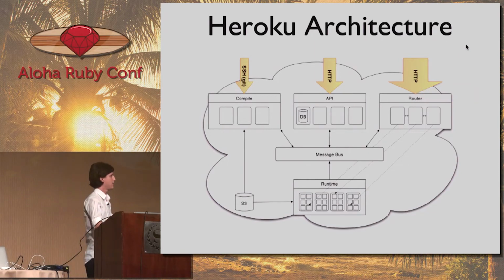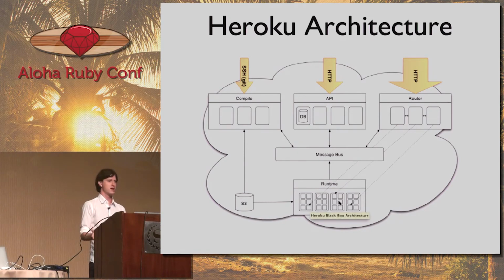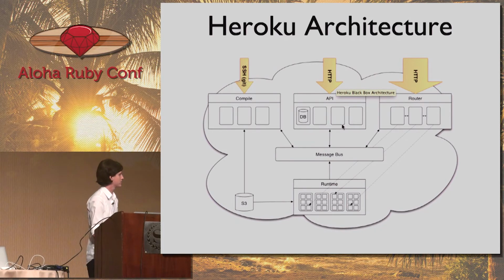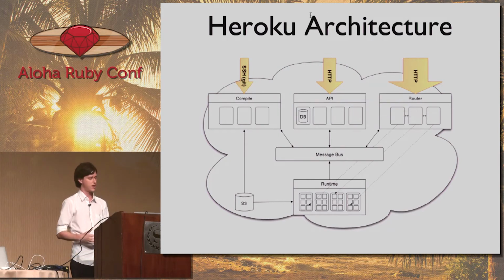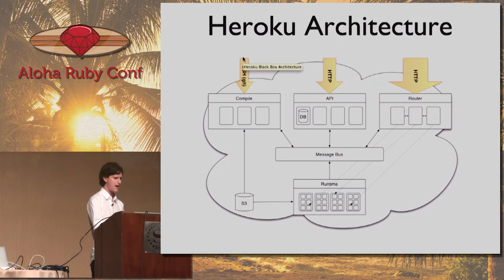Here we have the HTTP router. This is where all the web requests come in and get sent to the dynos, or the application servers, or the processes running your code. So this is where your customers come into the platform. We have the API. This is where HTTP requests come in and talk to the control plane of Heroku, for things like scaling your dynos up and down, creating a new app, or deleting an app. And this is the Rails application.